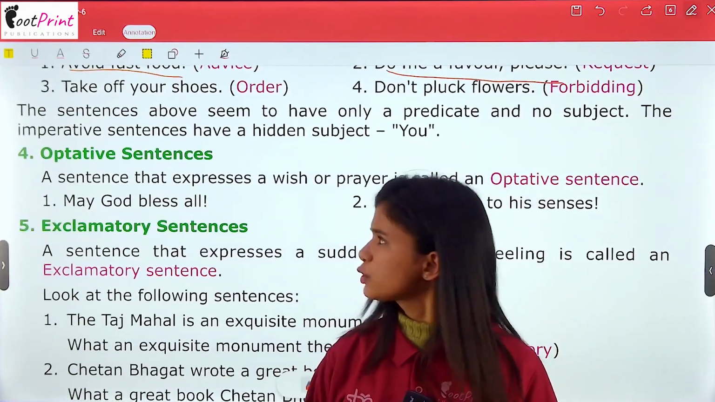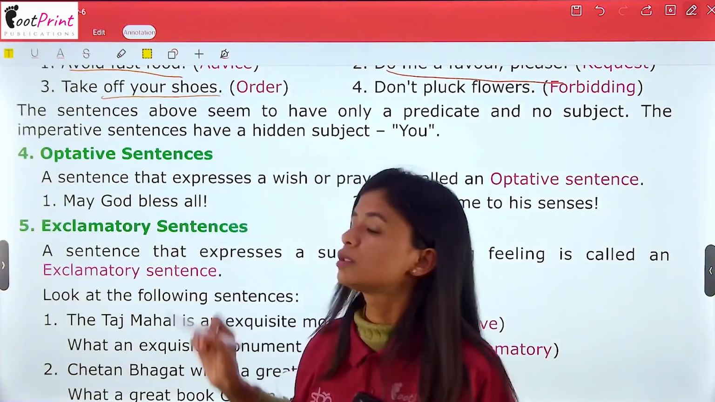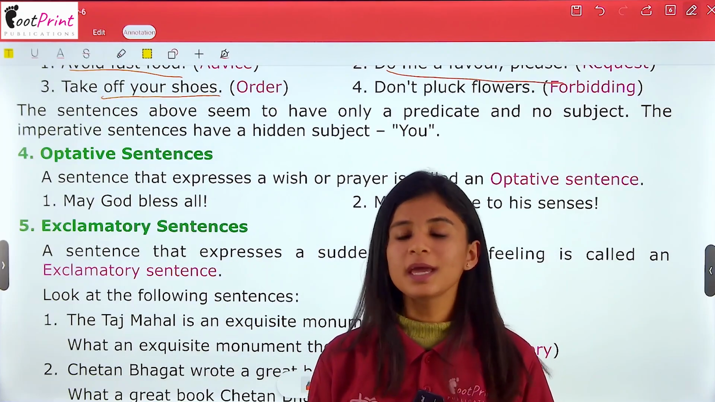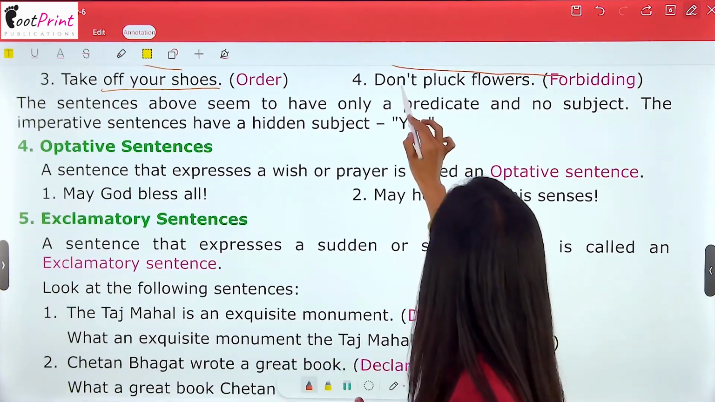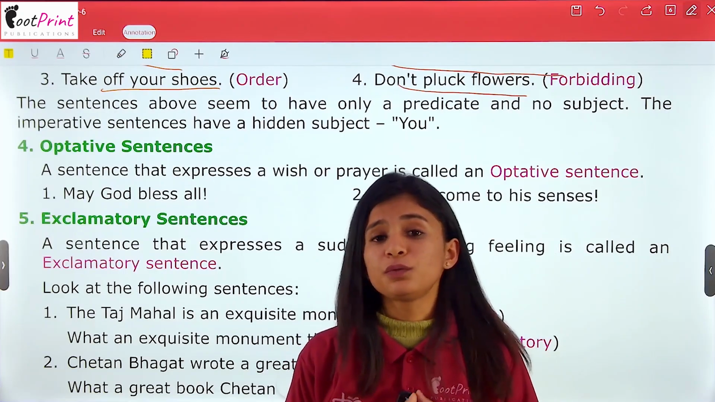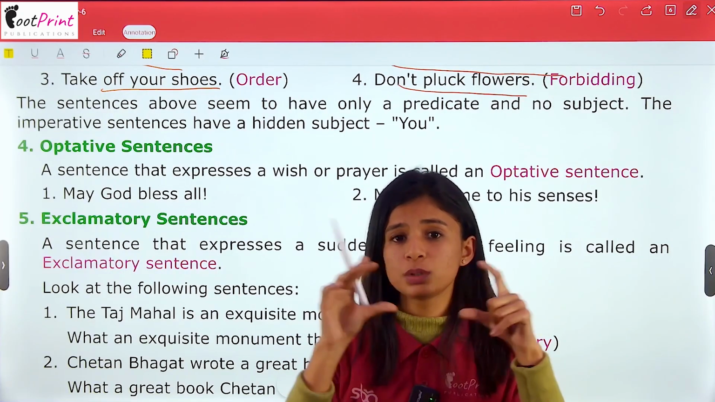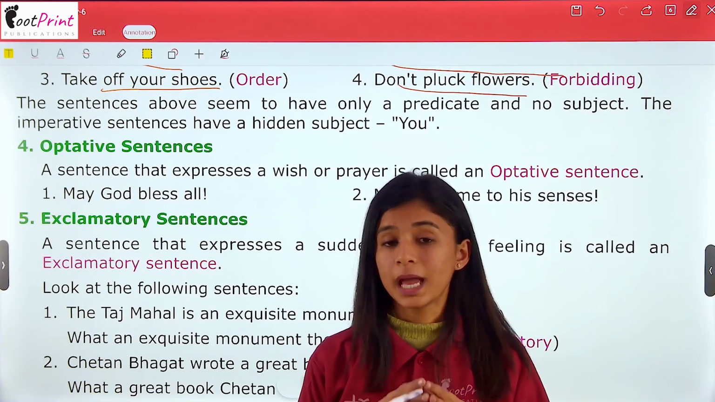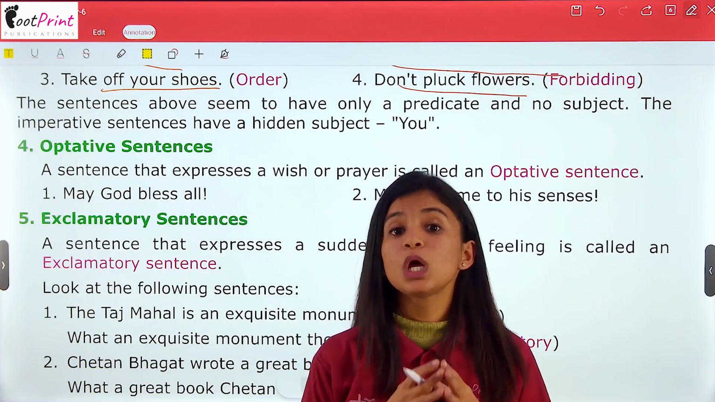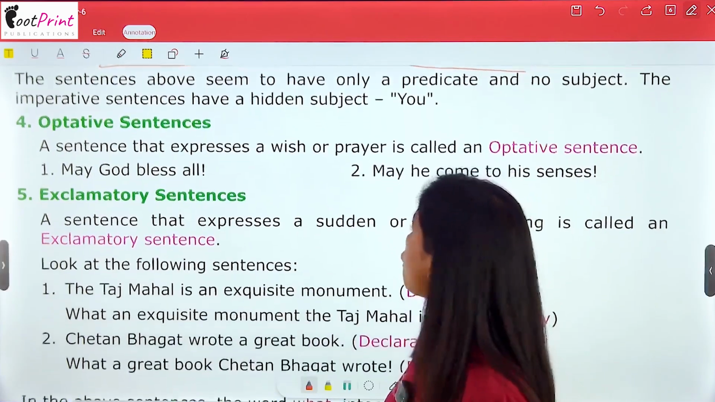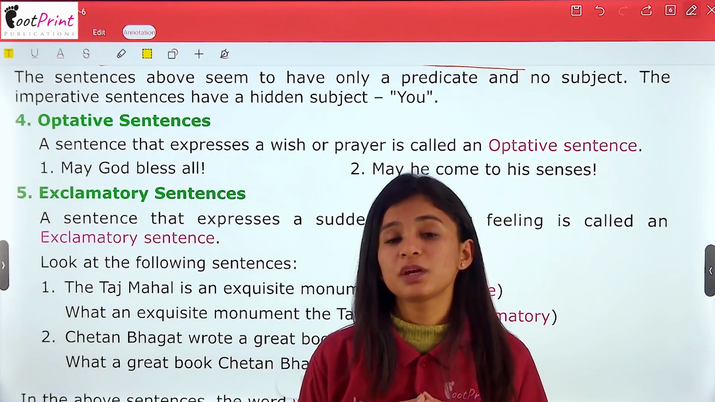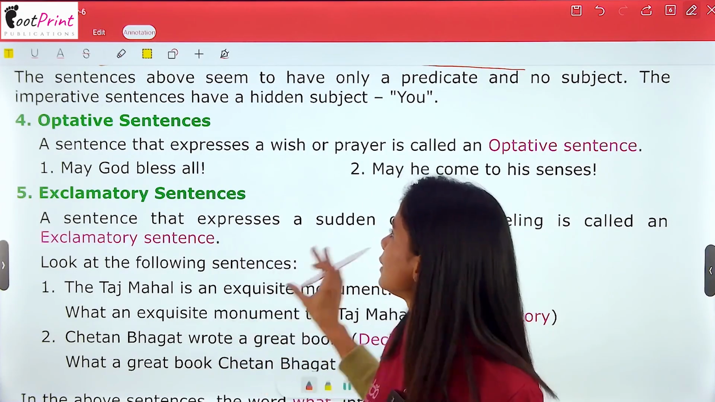Next is, take off your shoes. This is an order. This can be also in a nice way. Take off your shoes. Don't pluck flowers. If you go in the parks, you can see the boards that are hanged around the trees that says, don't pluck the flowers. And that is a forbidding, because plucking flowers are forbidden, right?